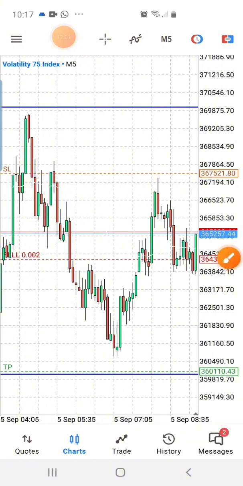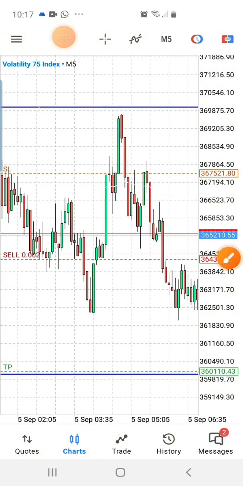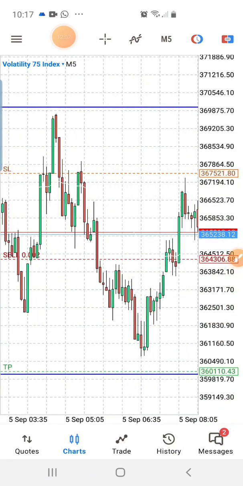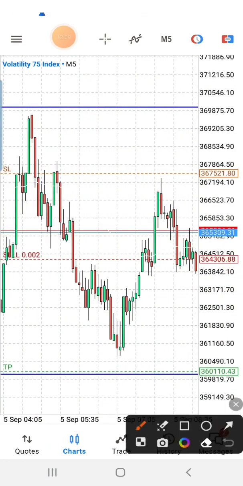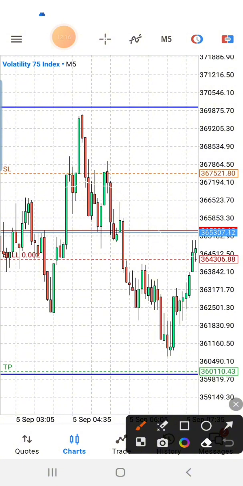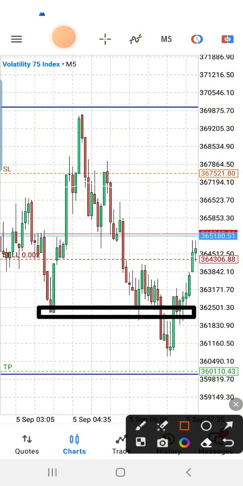Okay, then what am I waiting for? I want to see the price clearly show me a selling power. Okay, and it happened right here. You can see that the price pushed down, broke the previous low. That's the most important thing. Look at the previous low of this. Okay, the price breaks it.